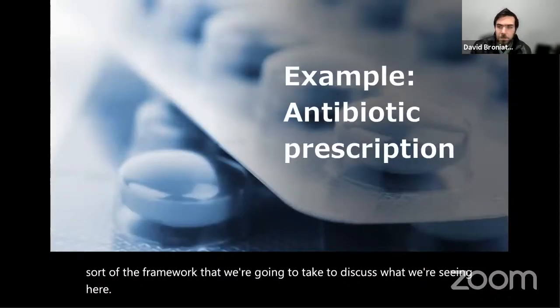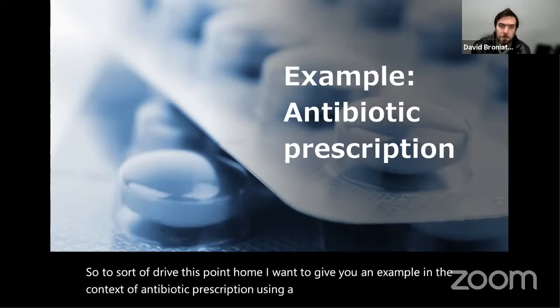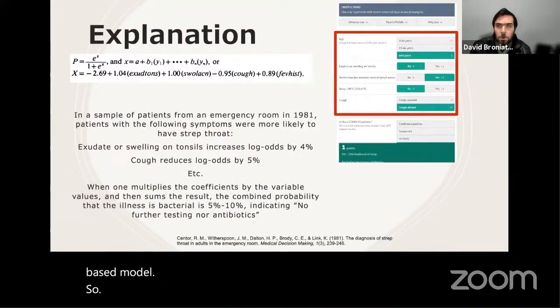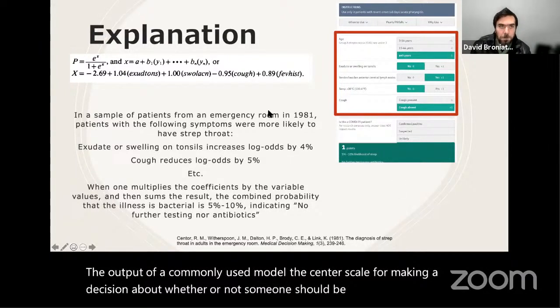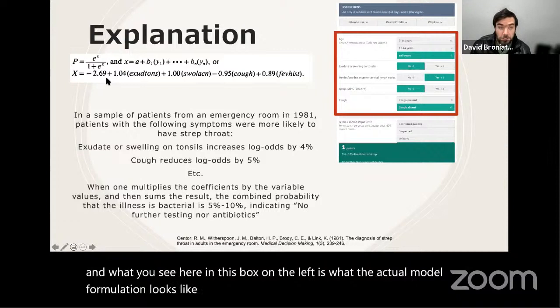So to drive this point home, I want to give you an example in the context of antibiotic prescription using a very simple, regression-based model. What we have over here is the output of a commonly used model, the Centor scale, for making a decision about whether or not someone should be treated for strep throat. And what you see here in this box on the left is what the actual model formulation looks like. It's simply a logistic regression.